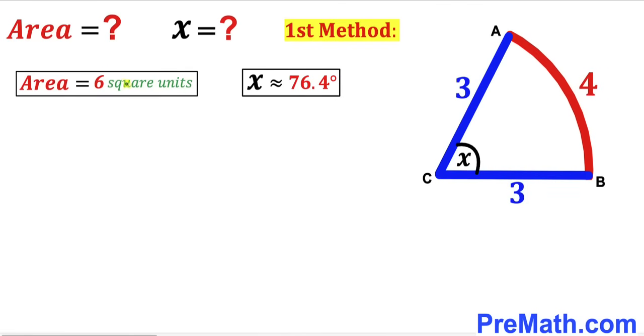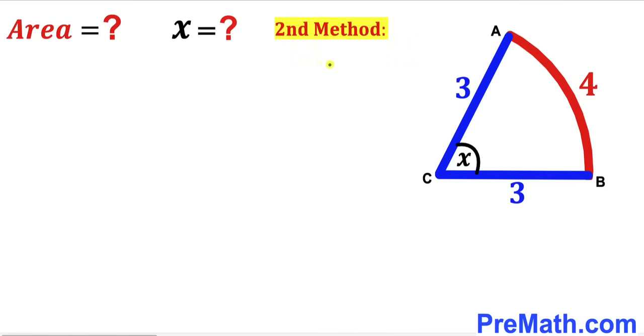So the sector area turns out to be 6 square units, and the angle is approximately 76.4 degrees, by using the very first method. Now let me share with you the second method as well. In this method we don't need to calculate this angle x first, so we are going to disregard this angle x. Here our arc length is 4, so I'm going to call this one arc length, and our radius BC is 3 units, so I'm going to call this one our radius.